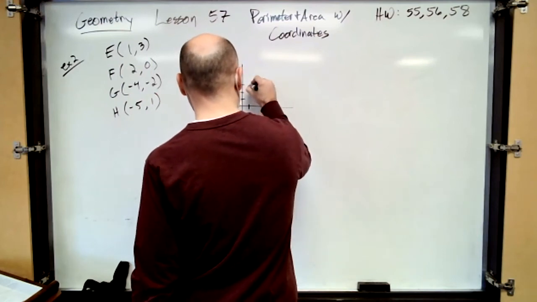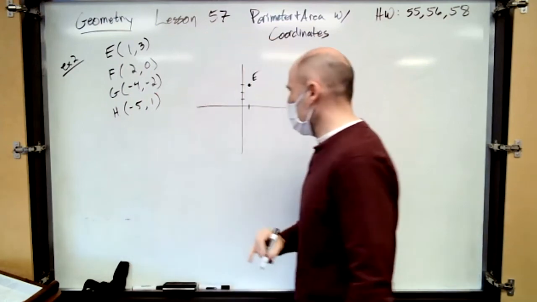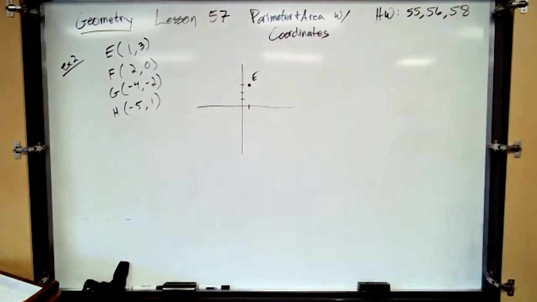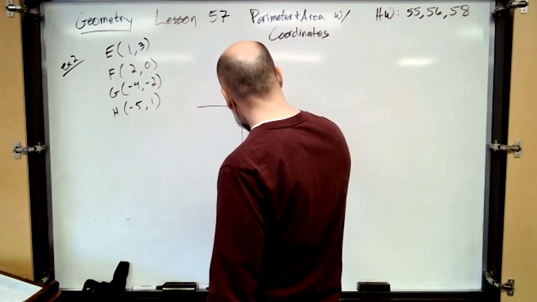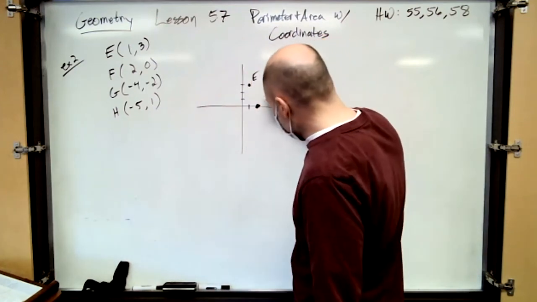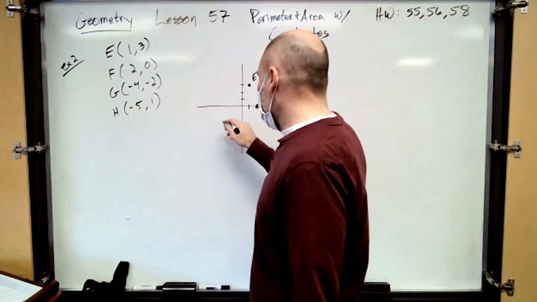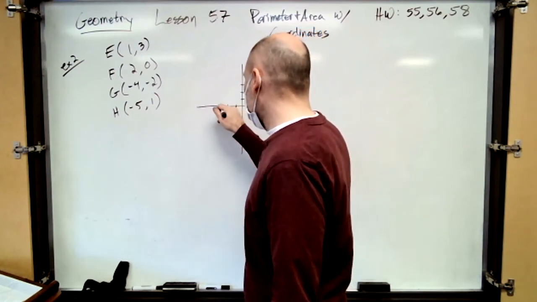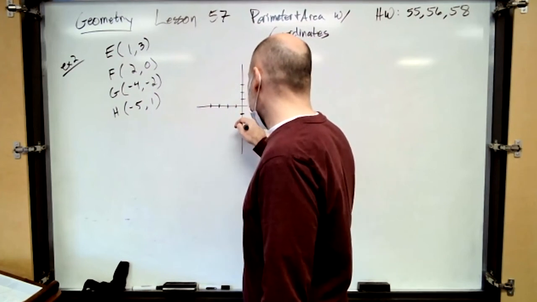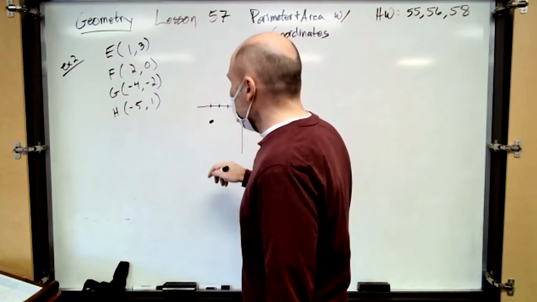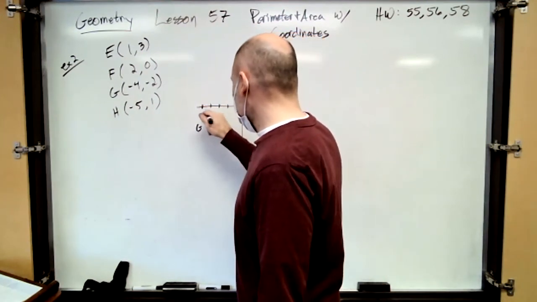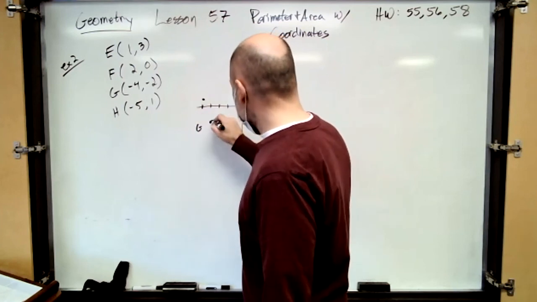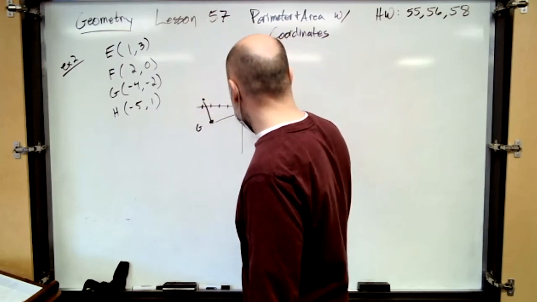1, 3 is right there. So there's E. Okay. Guys, make sure you know how to plot points. I noticed on some of your tests that people are not plotting points correctly. Make sure you do that. So 2, 0, right 2, up 0. So there's F. -4, -2 is left 4 and then down 2. So right there, there's G. And then H is -5, +1, right there. So it looks like it is a rectangle.